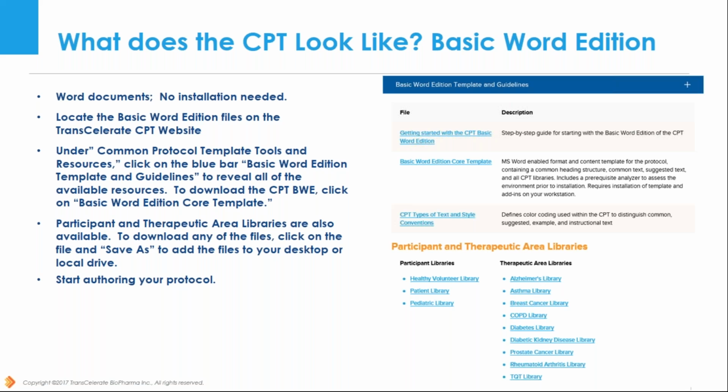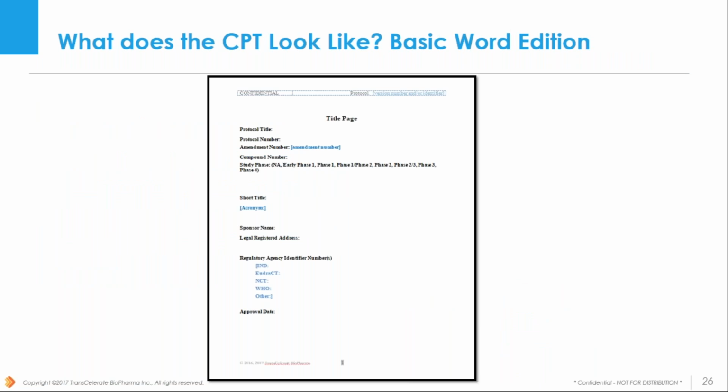When you click on the plus button, you'll see that there is a step-by-step guide for using the basic Word edition of the template. There's the basic Word core template, as well as a document that lets you know about the different types of text and styles that are used within the core template. Then below that, you'll also see that there are the participant libraries and the therapeutic area libraries that are in a basic Word format where you're able to save these files to your computer or desktop and begin authoring immediately.